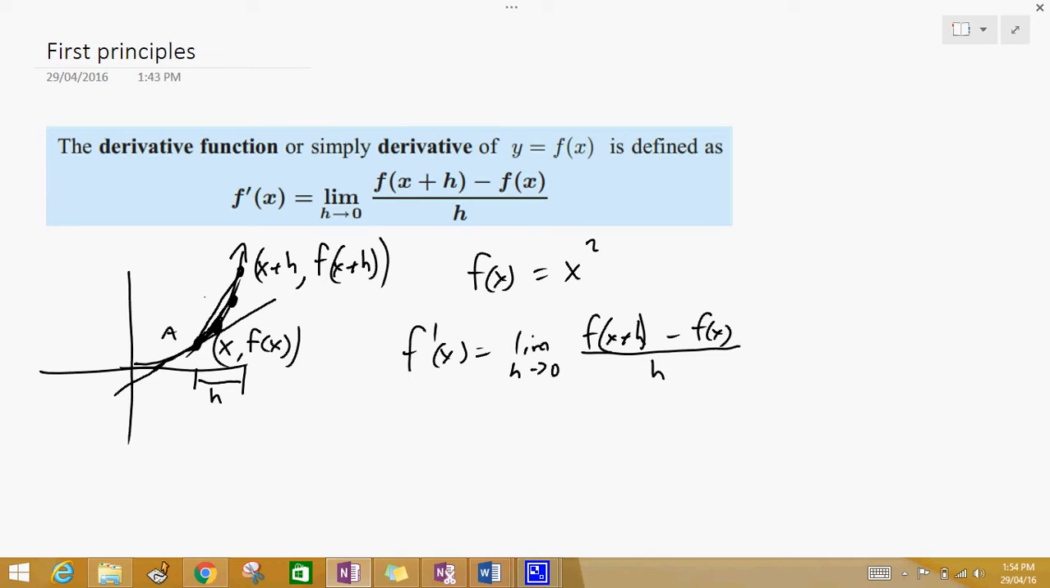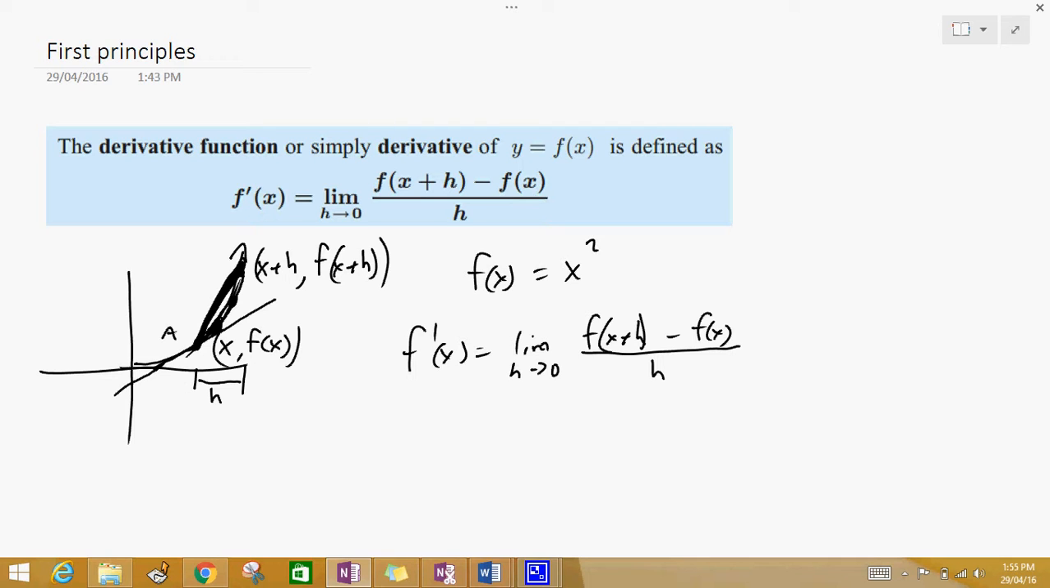So the formula is f prime of x is equal to the limit as h approaches 0. Right here, our distance from here to here was h, and we made h get closer and closer to the point A. So as h approaches 0, of f of x plus h minus f of x, divided by h.